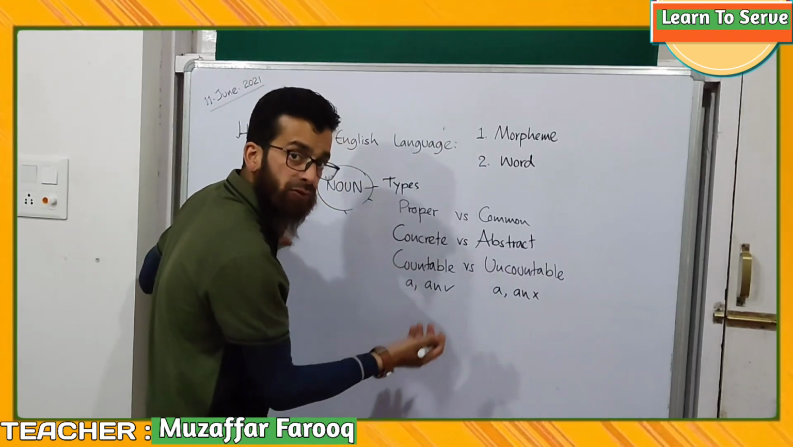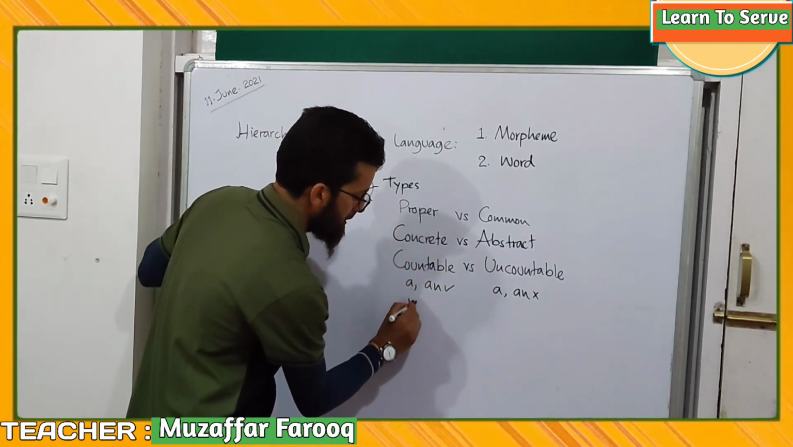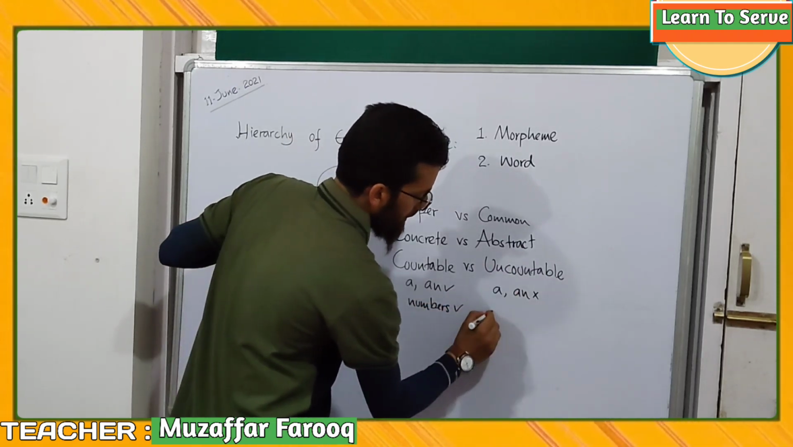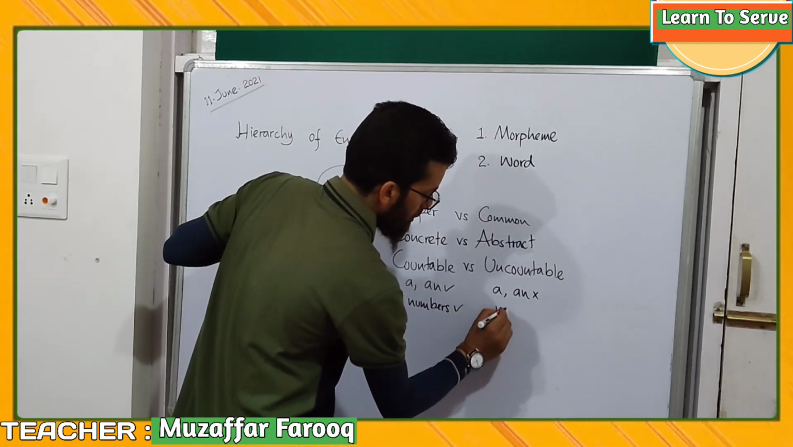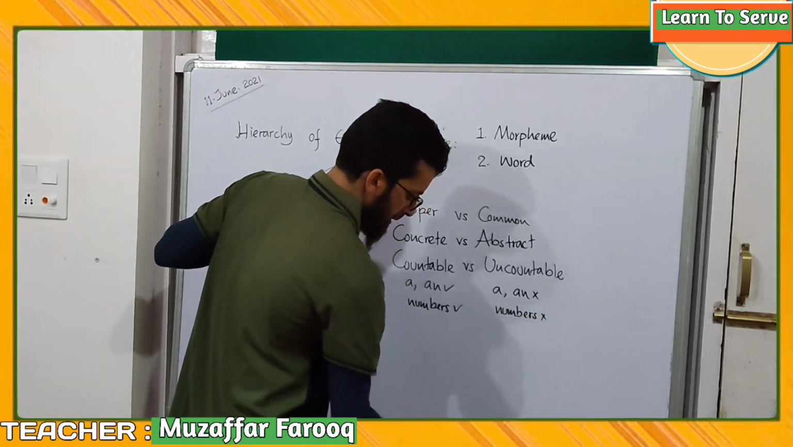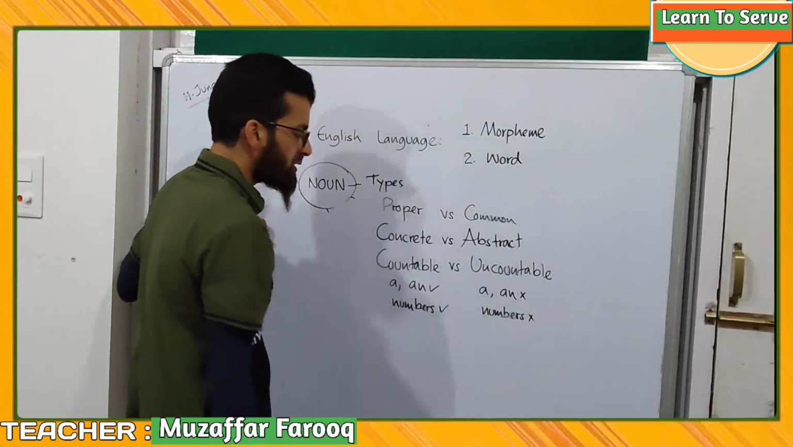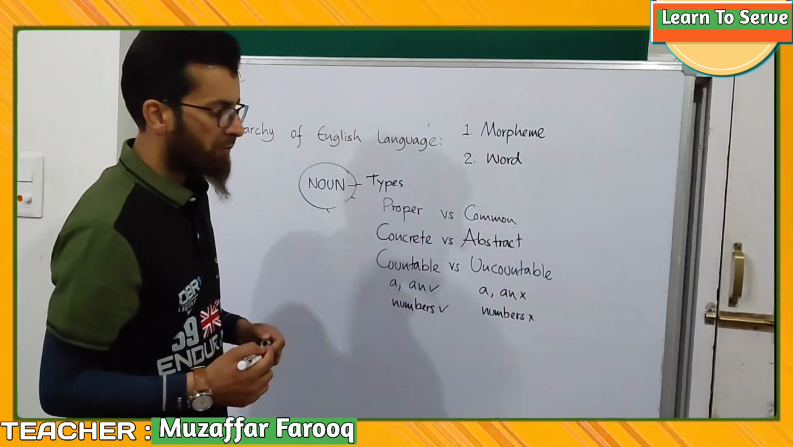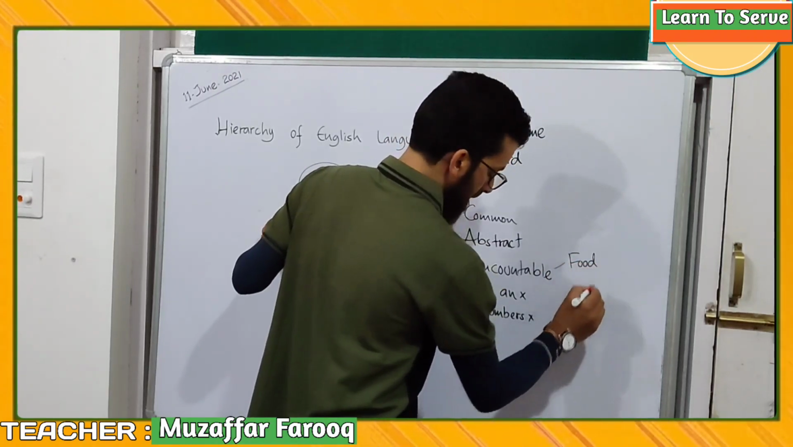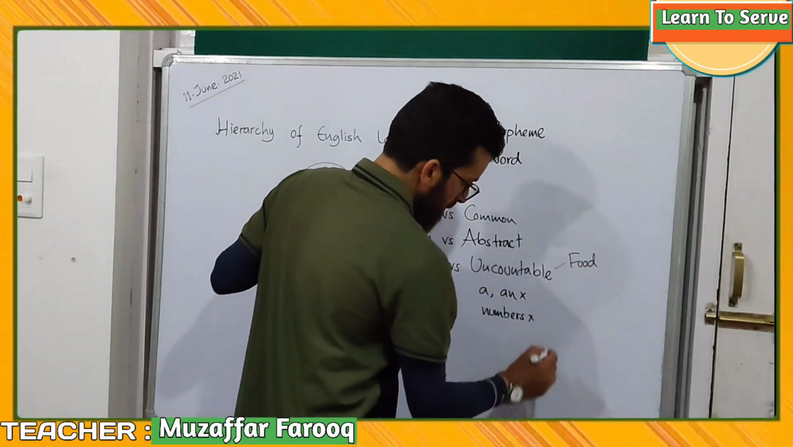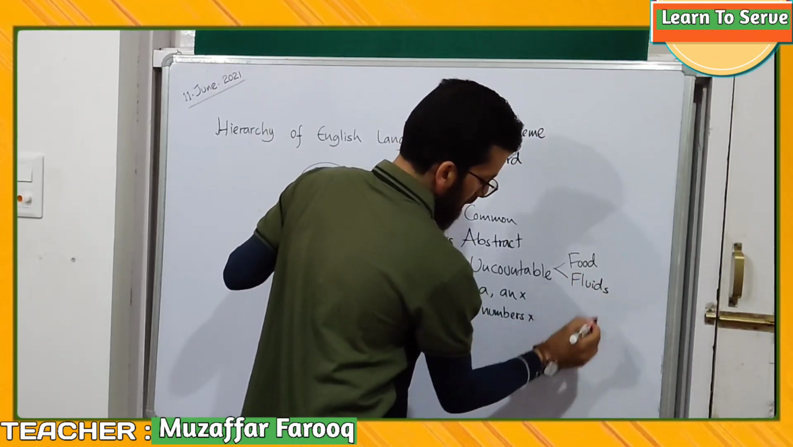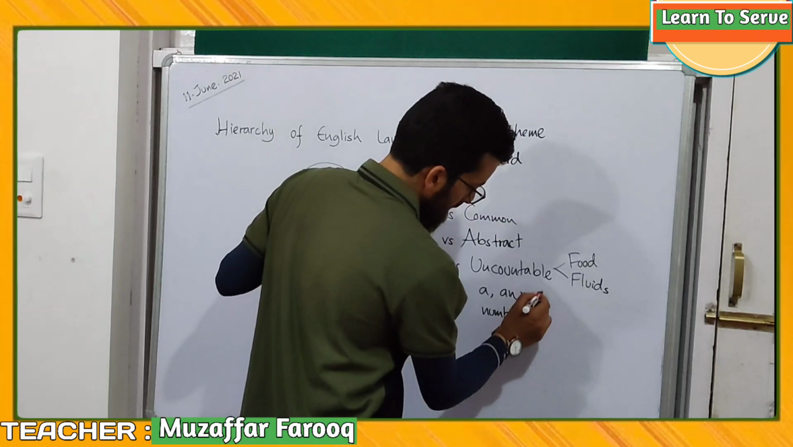So countable nouns can be preceded by numbers. Uncountable nouns cannot be preceded by numbers. So we have some types of uncountable nouns: those nouns which are related with food, which are related with fluids, which are related with raw material.